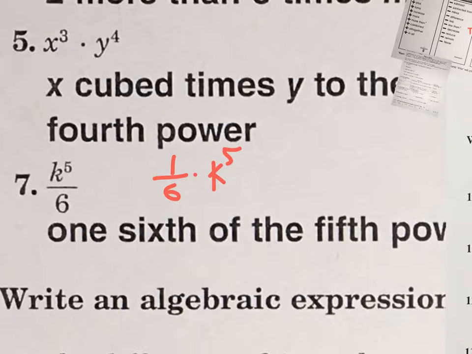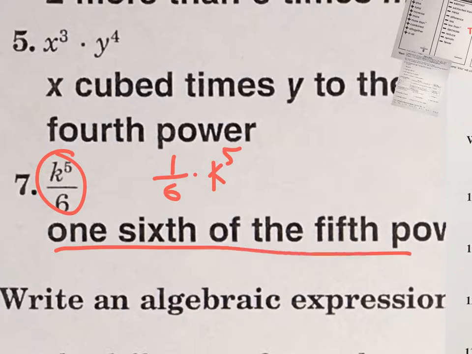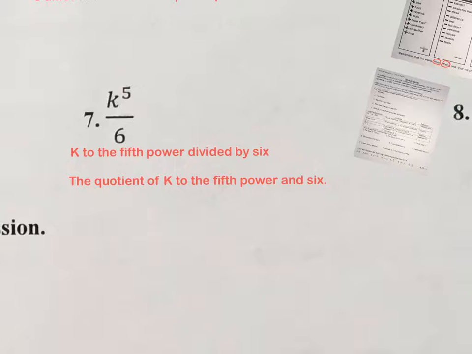For me, that would be 1/6 times K to the 5th. But that's the same thing as this, okay? So the answer they gave in the back is pretty horrible. I would go with the answer that we just did a couple of seconds ago. I'd go with one of these answers right here: the quotient of K to the 5th power and 6, or K to the 5th power divided by 6. Any of those are good.